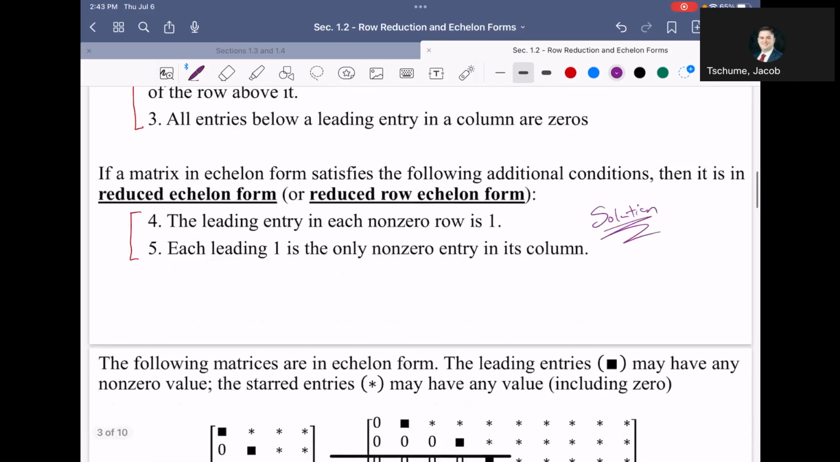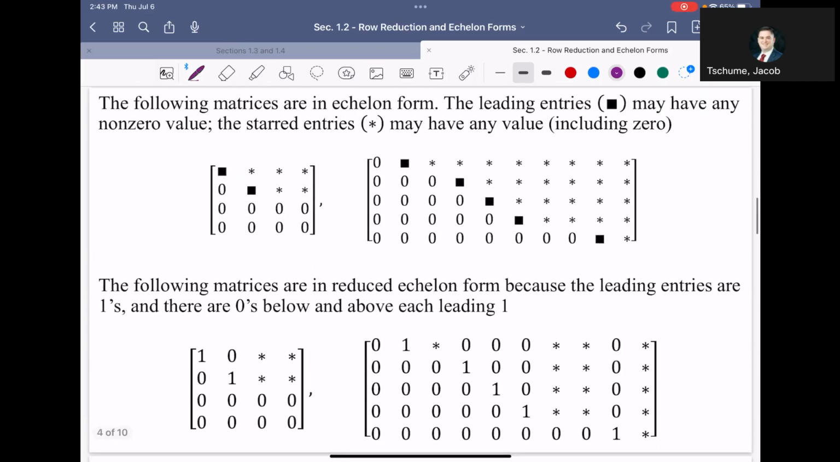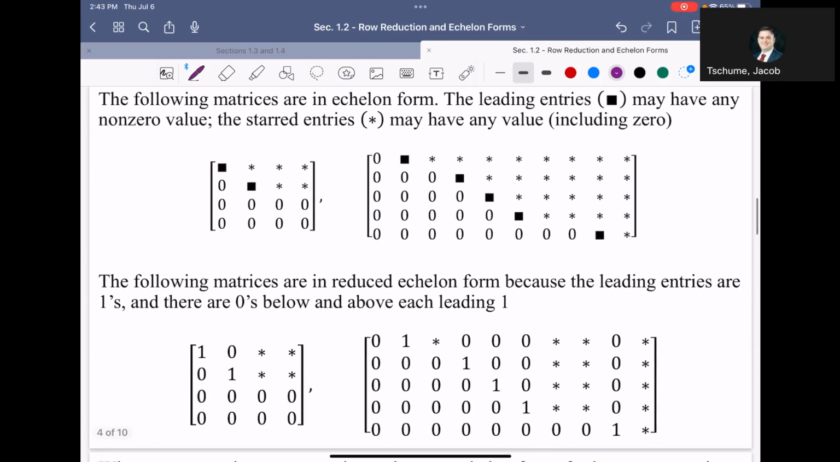So for those who are more visual learners, let me show you some examples of what I'm talking about. The following matrices you see at the top of your screen are in echelon form. The leading entries, or the black boxes as I'm going to call them here, may have any non-zero value. The starred entries, which I'm marking with an asterisk, may have any value including 0. What you can see in these first 2 matrices is that, as you work your way down, the leading entries always move further to the right as you move down each row. Everything below those leading entries is zeros.